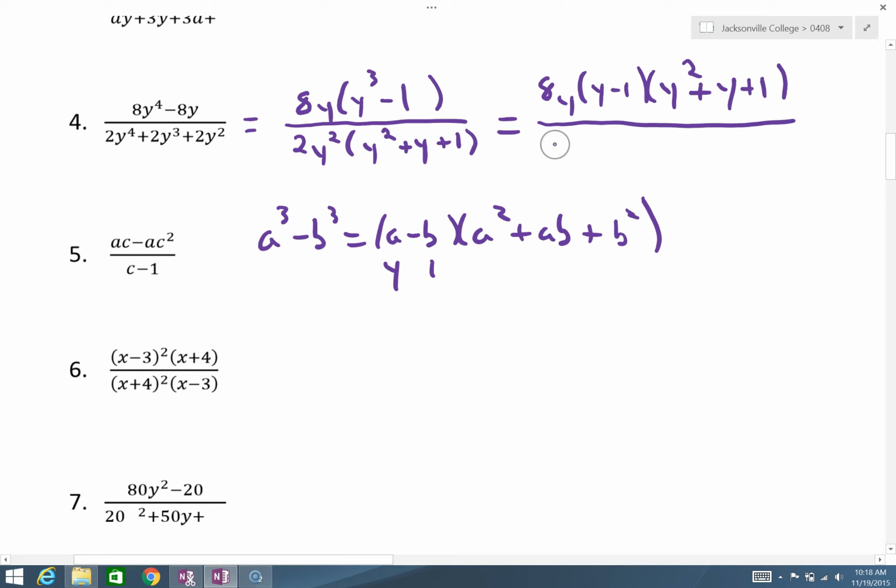All of this is over 2y squared times, and you can see that these two factors are like y squared plus y plus 1. Well, this term and this term divide to leave 1. 2 will divide with 8 to leave a 4. And y will divide one of these to leave a y in the denominator.